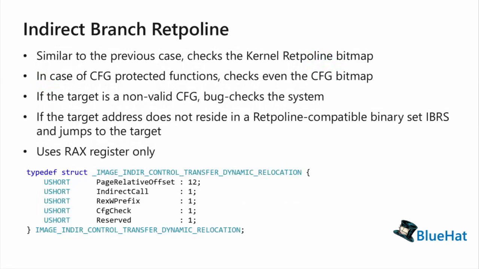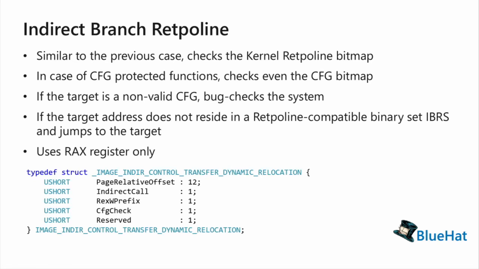The guard function in this case is almost the same as the previous case, but it also checks the CFG bitmap for indirect branches that use CFG. Basically, we do two things. If the target is not in the CFG bitmap, we bug check the system, because this is a security feature, so we need to do that. If the target is not Retpoline compatible, we call the target with IBRS set, like before. We support only the RAX register because we found out that the compiler is able to emit all the indirect calls using the RAX register.